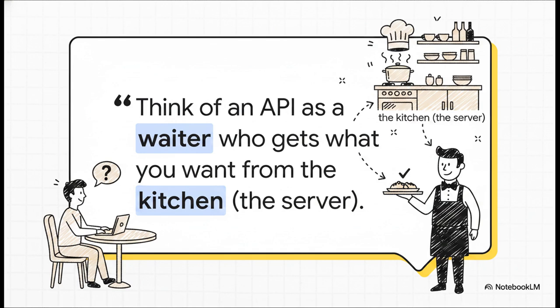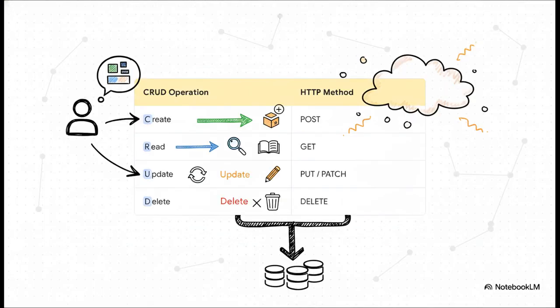You don't go into the kitchen yourself, right? No, you tell the waiter what you want, the waiter goes and tells the kitchen, and then brings back exactly what you ordered. It's the perfect middleman. So how do those orders actually get placed? Well, it pretty much boils down to these four basic operations, which we call CRUD. If you want to create new data, like making a new post, the app uses a POST request. If you want to read data, like loading that feed, it uses GET. To update something, like editing one of your comments, it uses PUT or PATCH. And to delete it, well, you guessed it, it uses DELETE. This is the fundamental language that all applications use to talk to each other.